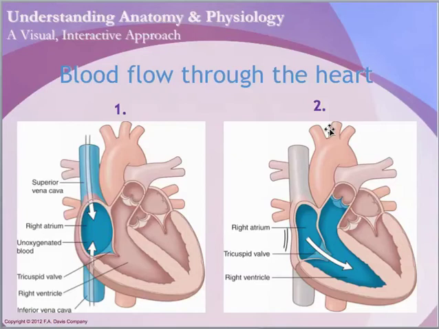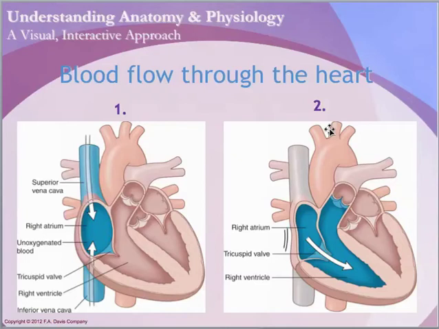Okay, so the right atrium here receives deoxygenated blood, which is why it's blue. But again, remember, blood is never blue. But if you see blue blood in a diagram, it means it doesn't have oxygen in it, okay? So deoxygenated blood returns from the body through the superior and inferior vena cava.